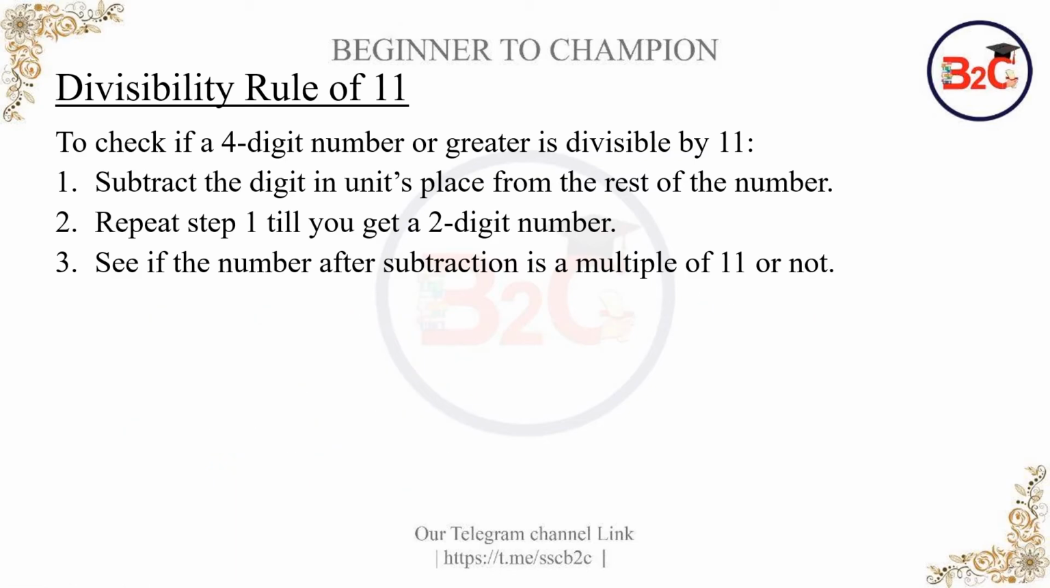Now let's go one step further and consider a 5-digit number. All right. So here we are going to take the number 53,761. Okay. So in the first step, we subtract 1 from 5,376. So 5,376 minus 1 is 5,375. This is 4-digit. So we repeat step 1. From 5,375, we can write 537 minus 5, which is 532.